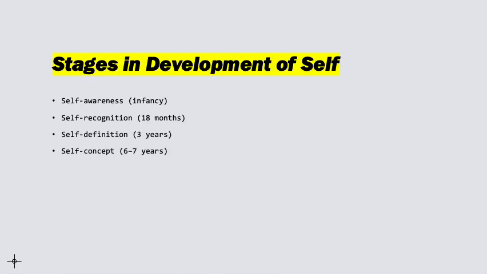Stages in the development of self include self-awareness, which develops as an infant. Self-recognition starts showing up about 18 months. Then self-definition around 3 years of age, and self-concept 6 to 7 years old.